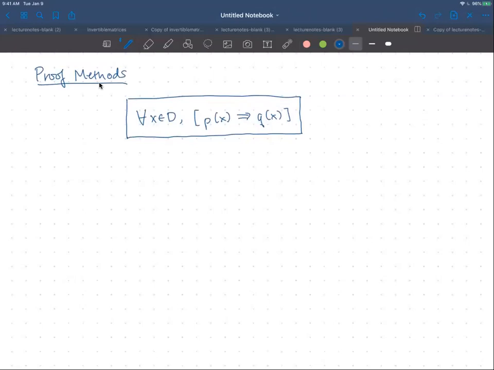You'll have noticed that most of the things that we have been thinking about in this class are propositions of the form for all x in some domain of discourse, P of x implies Q of x, right? If something, then something else. So this type of statement has a name. This is called a universally quantified implication, for reasons I hope are clear. We've got a universal quantifier in front of an implication.